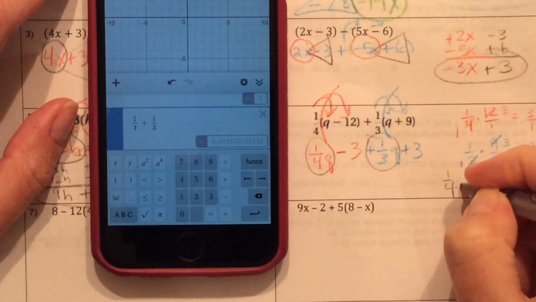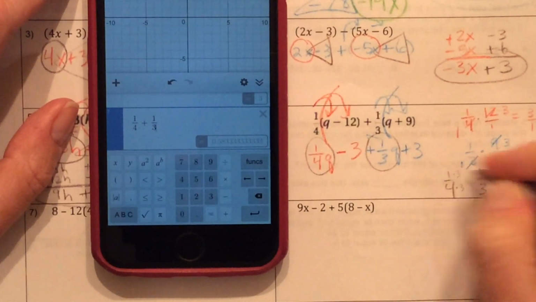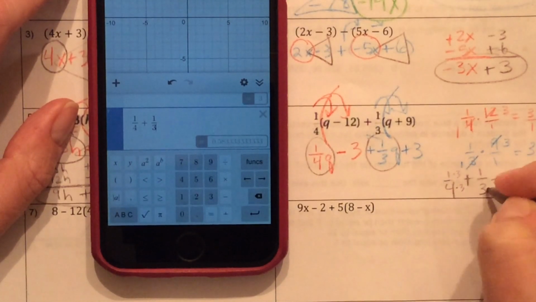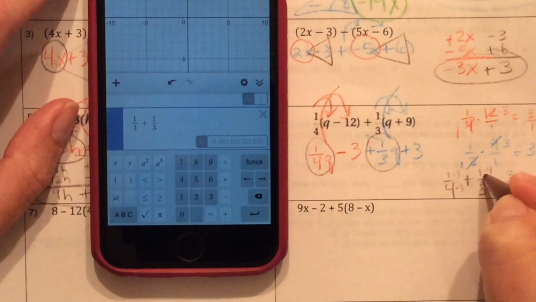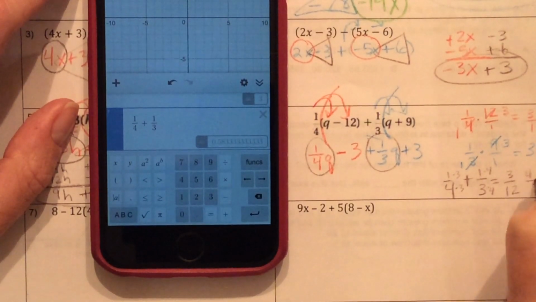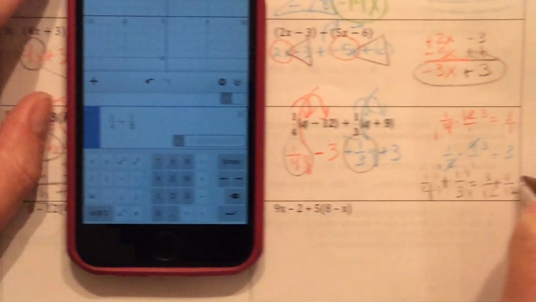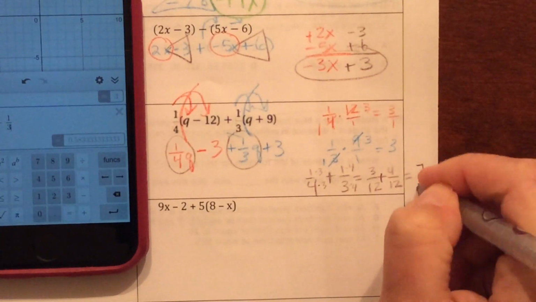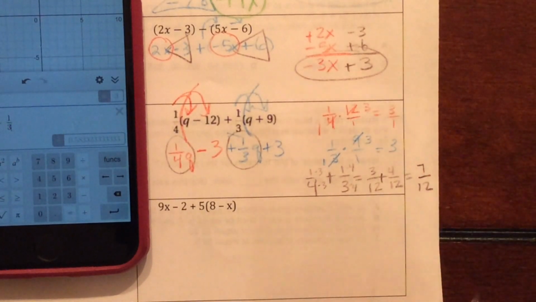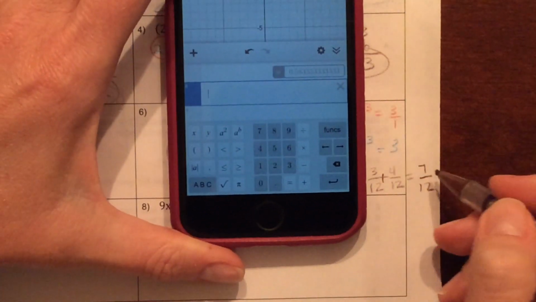So how do I get a 12? I multiply by 3. So I'm going to multiply the top by 3 also. So that's going to be 3 over 12. And then I want to get this one to have a 12 on the bottom, so I would multiply by 4. So this one is 4 over 12. And when you're adding those, you get, I did all kinds of math off screen. 7 over 12.